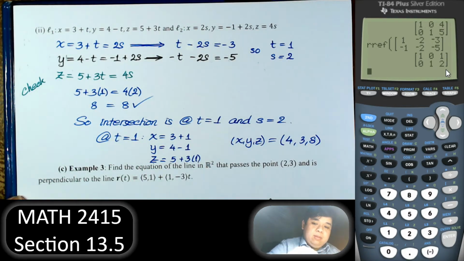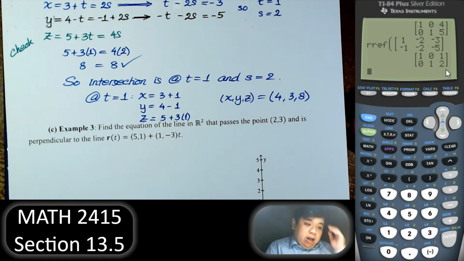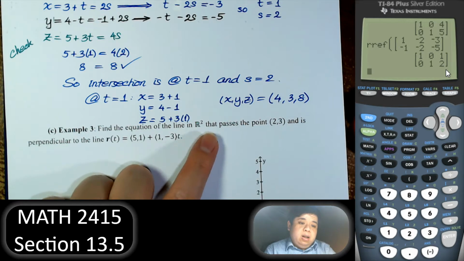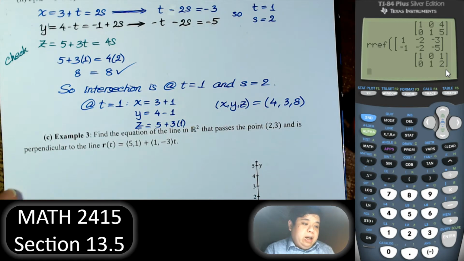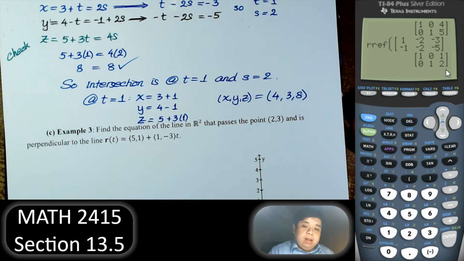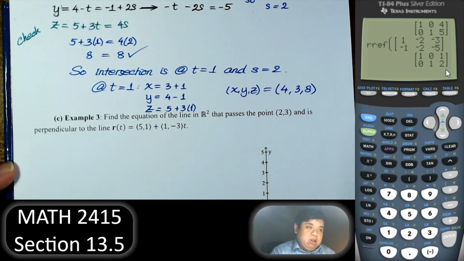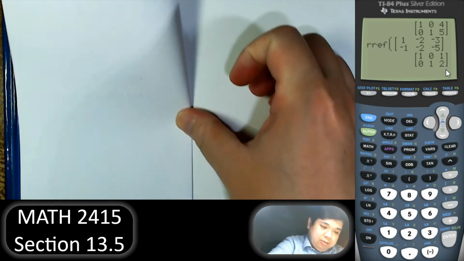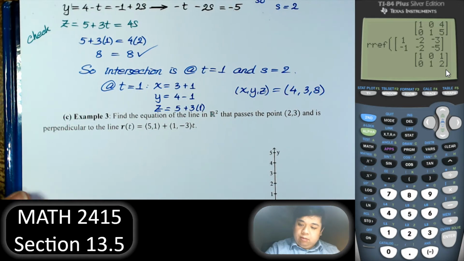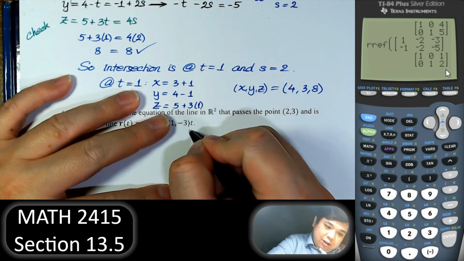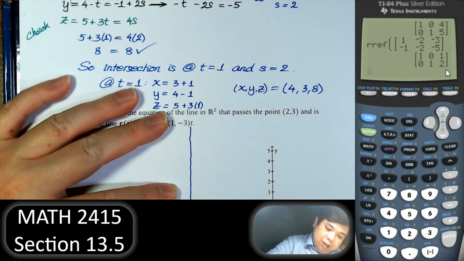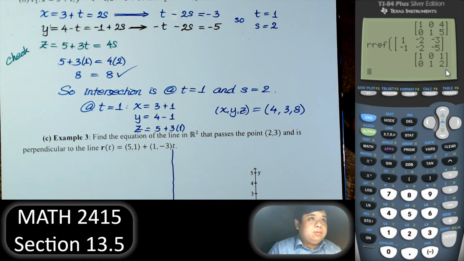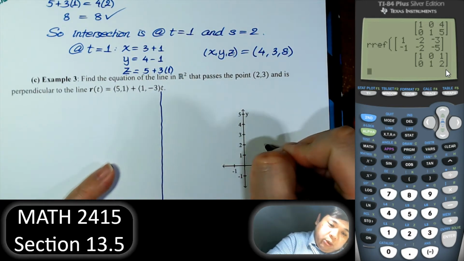Right. Next we have: find an equation of a line in R2, in the plane, that passes through the point 2 and 3 and is perpendicular to this line. Right, so this is an interesting problem. We'll do this in at least 2 different ways. So let's see how it works. So we have the point 2 and 3.